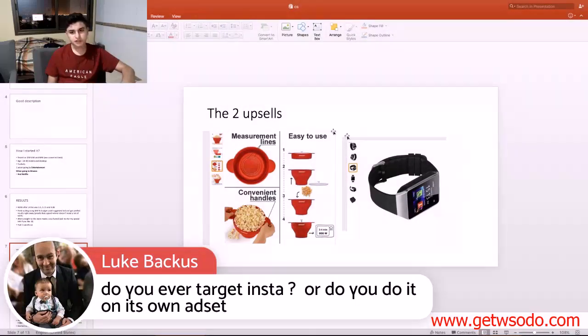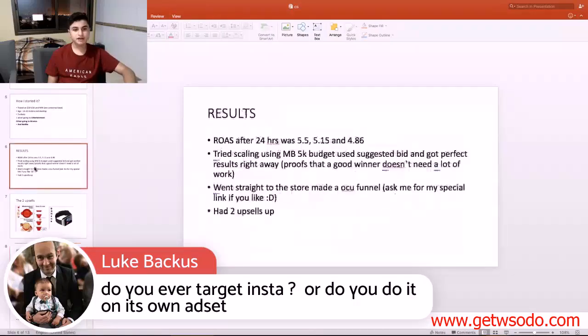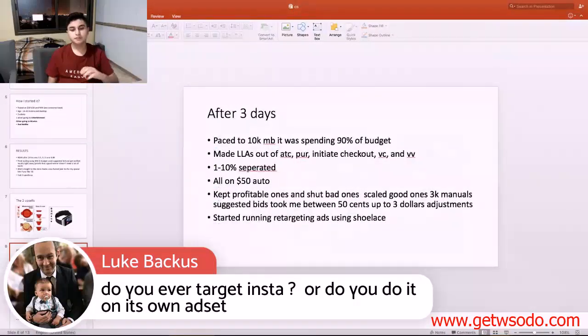Okay, let's complete. So that's the completing upsell. That's a similar upsell. After 3 days from having the 5K budget, what I did is paste. By the way, guys, if you don't know what I mean by paste, it means edited and increased. So I edited and increased to 10K manual bidding. I kept the bid the same. It was spending 90% of the budget when it was on 5K, and when I edited to 10K, it was spending like 80 to 85%, and sometimes it could reach 90 again.